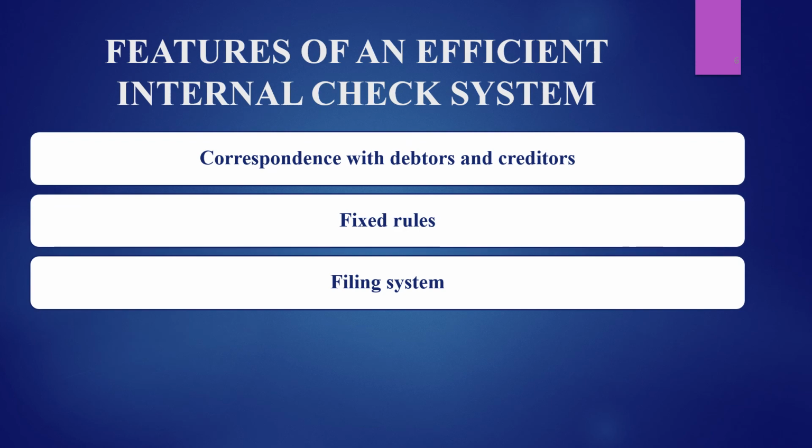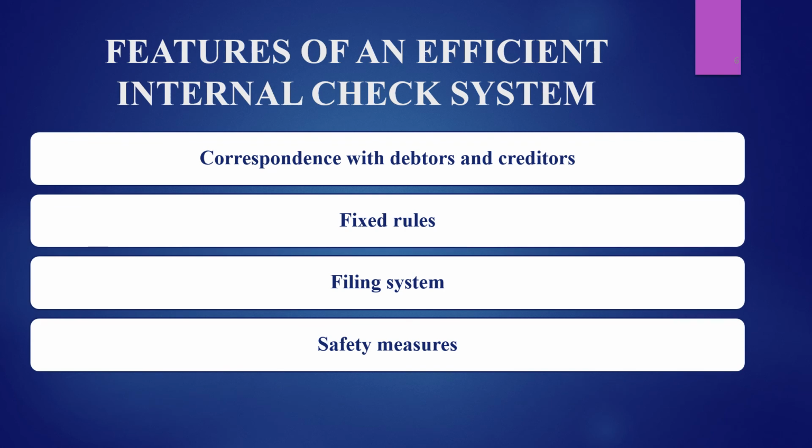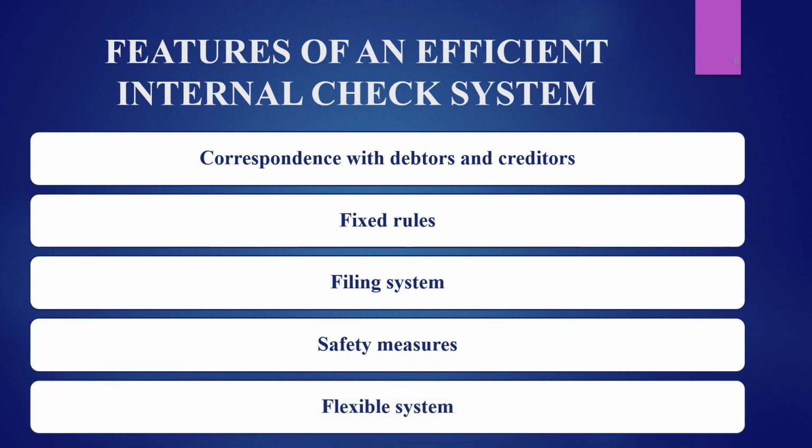Further, another feature of an efficient internal check system is the safety measures. That is, the company should undertake adequate safety measures so that there is safety of receipt books, check books, bill books, or whatever is being used in the business. Also, last but not the least, the internal check system should be a little flexible. When we say that it should be flexible, we basically mean that it should be capable of being modified in accordance with the changing circumstances of the business.